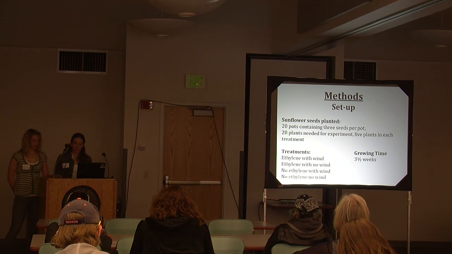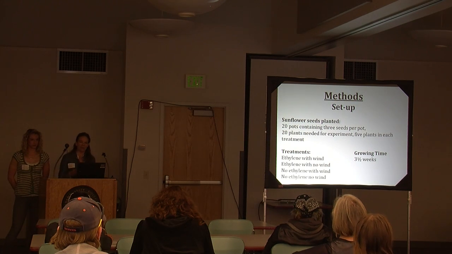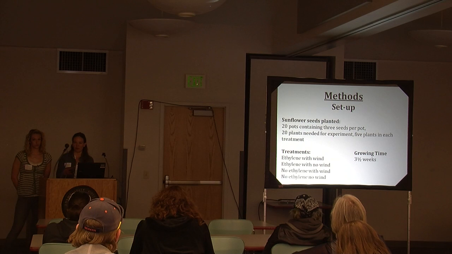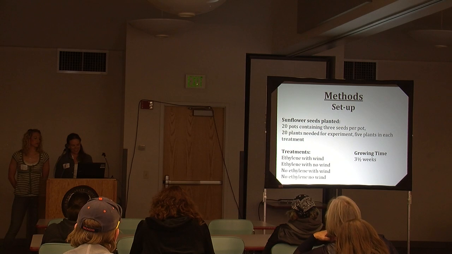Our methods: we planted 3 seeds in 20 pots, and we only needed 5 plants for each one of the treatments. We actually had 6 because it's always good to have a backup, and then of those 6 we chose the 5 hardiest. Our treatments were ethylene with wind, ethylene with no wind, no ethylene with wind, and no ethylene or wind.